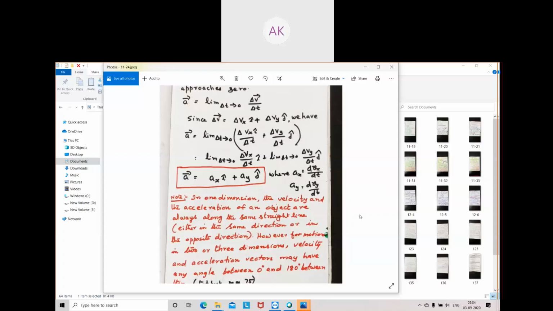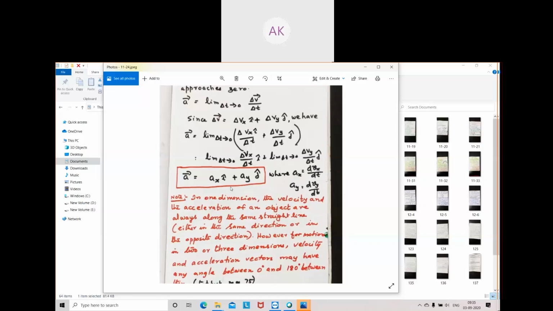Krishna Prabha is there? Yes, ma'am. Please tell the difference. This is instantaneous acceleration. What is the change in the expression for the average acceleration? Vector a bar equals ax i cap plus ay j cap. Where ax equals what? Will it be the same as this, dvx by dt? Is it the same for the average also? No. Then what will it be? Delta vx by delta t. Correct. What will be ay? Delta vy by delta t. Understood. That is the difference.